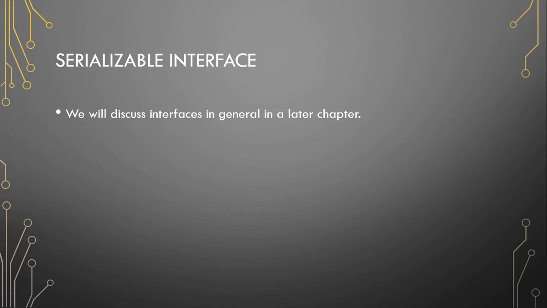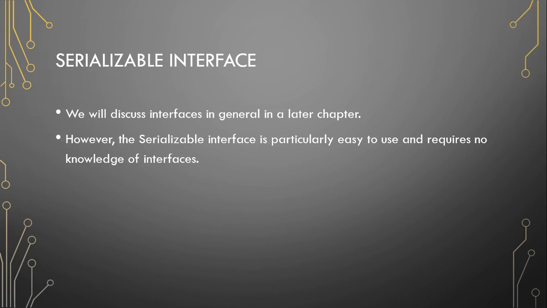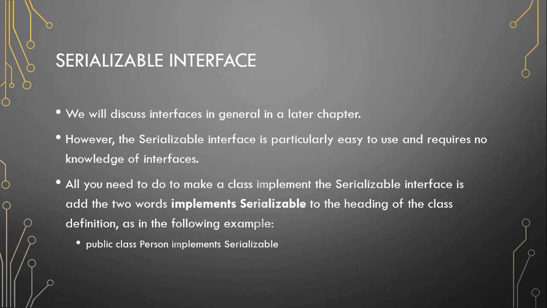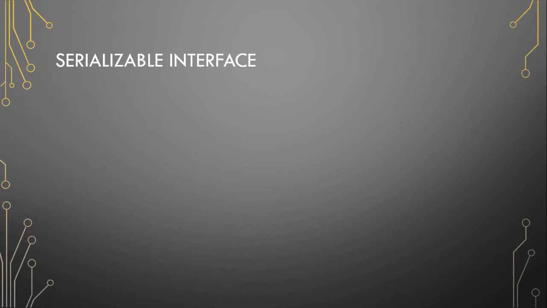Interfaces is going to be a topic that we talk on in a later chapter. But for us to talk about the serializable interface, it's pretty easy to use and doesn't really require knowledge of how interfaces work. All you really need to do to make a class implement the serializable interface is to add the two words implements Serializable to the heading of the class definition, such as in the following example: public class Person implements Serializable. And that's it. Pretty easy.